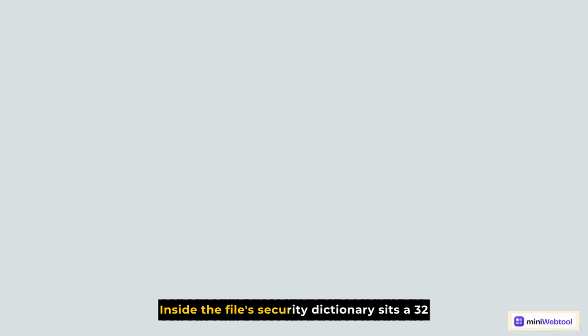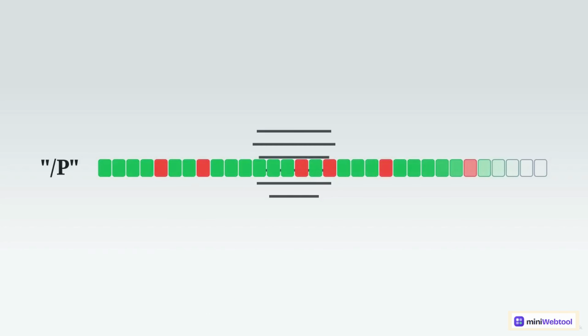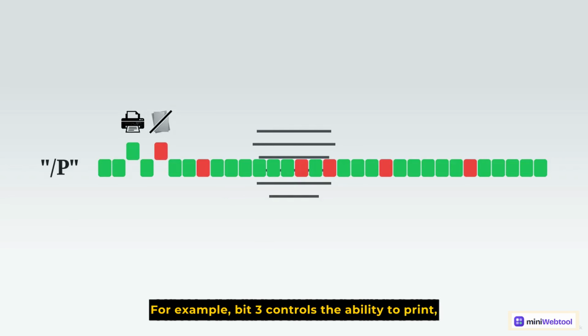Inside the file's security dictionary sits a 32-bit integer called the P flag, which acts as a simple checklist of allowed behaviors. The logic is binary. A slot set to a 1 means an action is permitted, while a slot set to a 0 indicates a restriction. Specific actions are tied to specific bit slots. For example, bit 3 controls the ability to print, and bit 5 controls text copying.